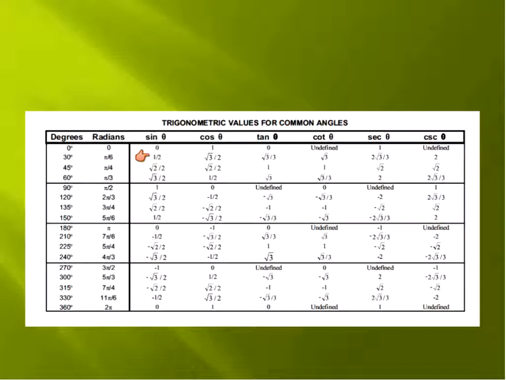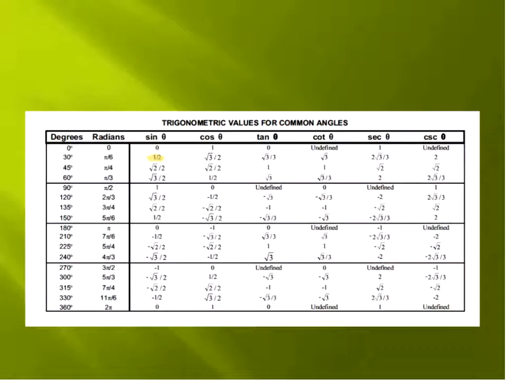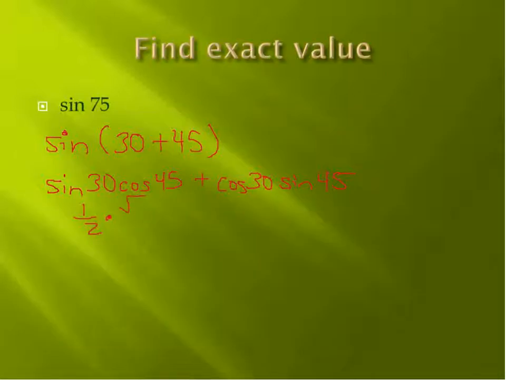Is everybody okay with using their chart? Do we understand how to use it? So sine of 30 is 1/2. So I'm going to come back and I'm going to put in a 1/2. Cosine of 45, let's go back and take a peek. So cosine, here's 45, I get root 2 over 2. Plus cosine 30, so use your chart, I get root 3 over 2. And sine of 45 is root 2 over 2. Is everybody okay with how I got each of those four numbers?